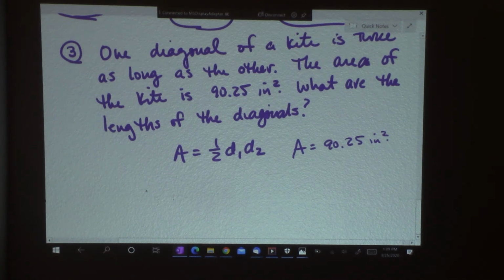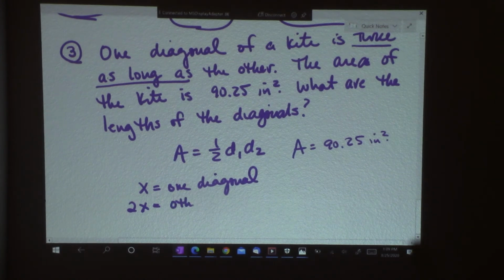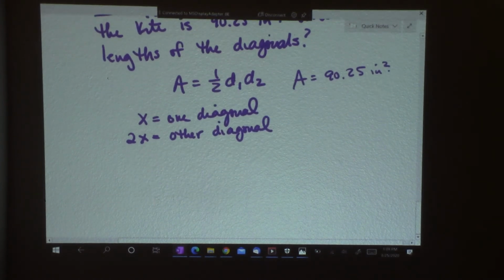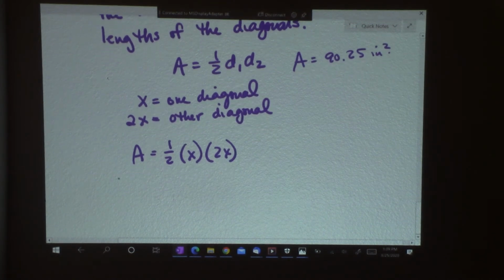So if I have x equal to 1 diagonal, it says the other one is twice as long as the other. So the other one will be 2x. Okay. So now let's put those in. So I have area is 1/2 times x times 2x. And I'm going to put 90.25 in also.